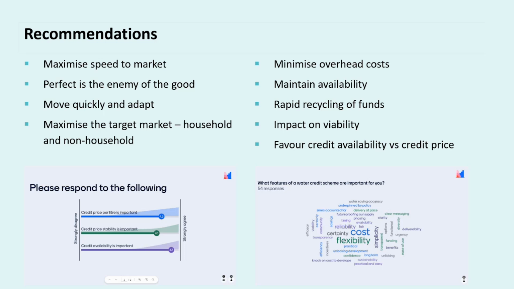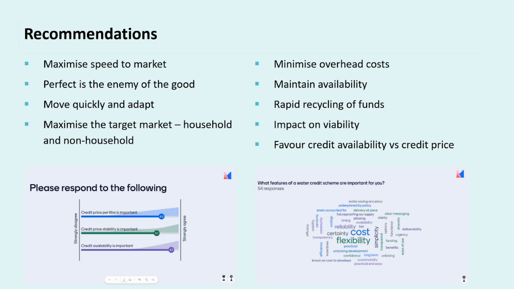Maintaining credit availability is going to be that old chestnut of supply and demand and the rapid recycling of funding that I've spoken about. And scheme pricing is important because of the impact on the viability of a development. And as I've mentioned, that might range from around £6 per litre for a flow control device through to £100 per litre through a private purchase of credits. And clearly, the higher the credit price, the greater the impact on development viability. So having clear price stability is also important.